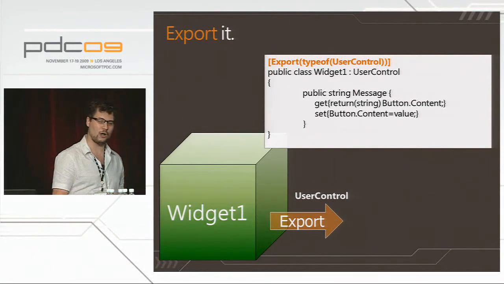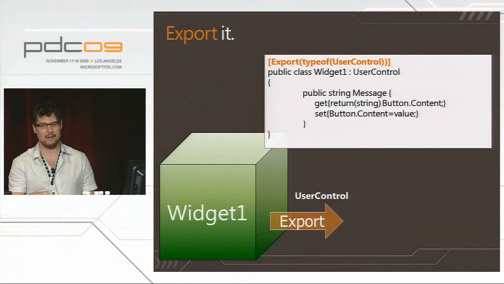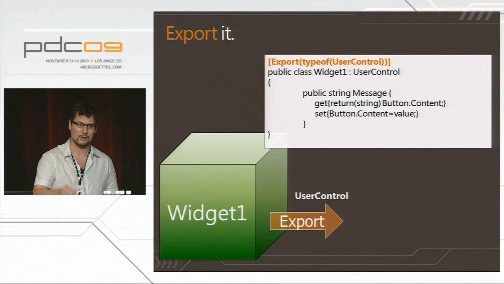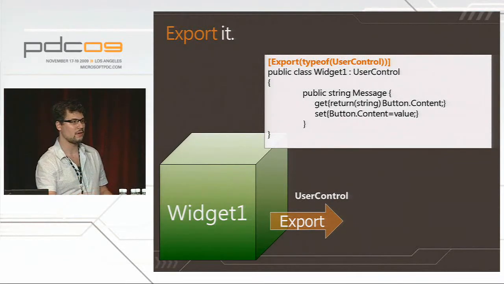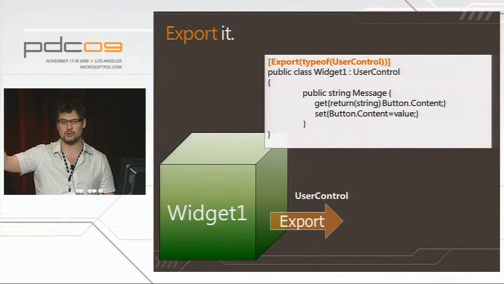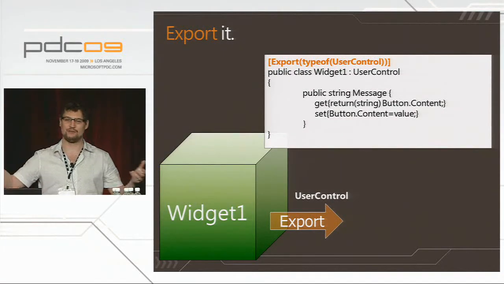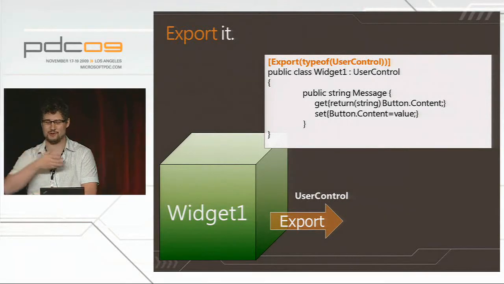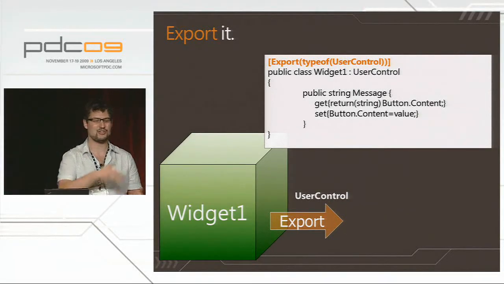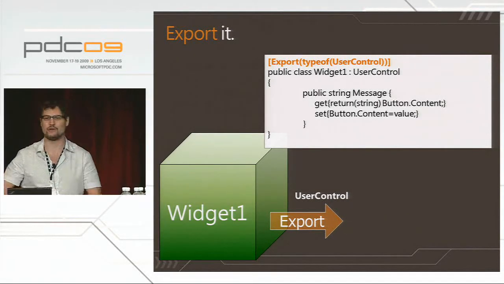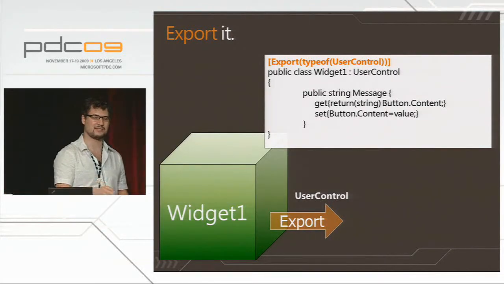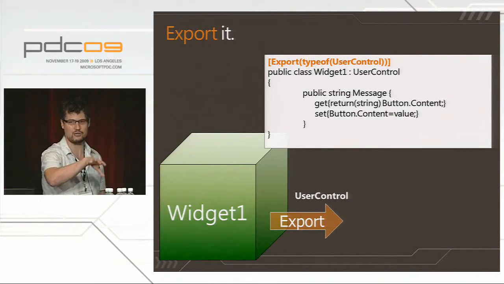Now, by default, I don't have to specify a type. Here you notice I've specified a type. The reason is because by default, this guy would be exported as widget 1. Well, that would kind of be self-defeating because the application's not supposed to know what's coming. It doesn't know to look for widget 1. It just knows to look for widgets. So in this case, I've chosen just to export it as a user control.